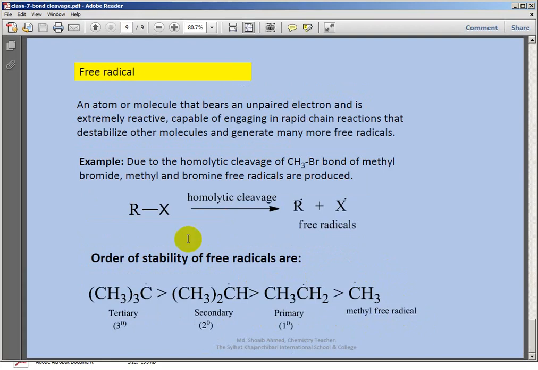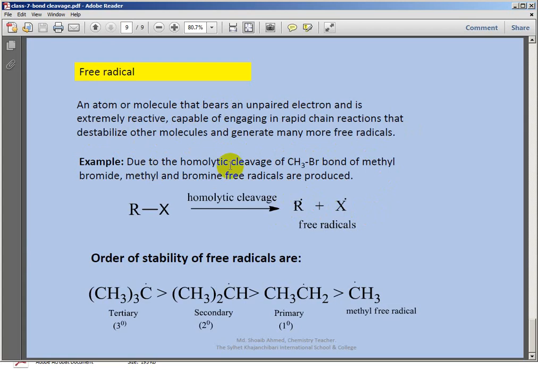Now next is the free radical. Like this is an atom, like chlorine with one electron. This is an unpaired electron. This methyl group has one electron. An atom or molecule that bears an unpaired electron and is extremely reactive, capable of rapid chain reaction and destabilizing other molecules, is called a free radical.